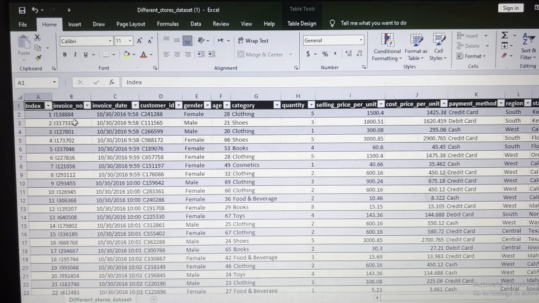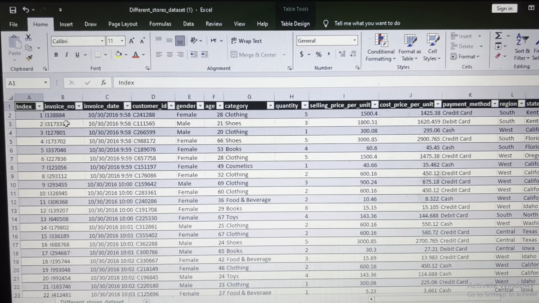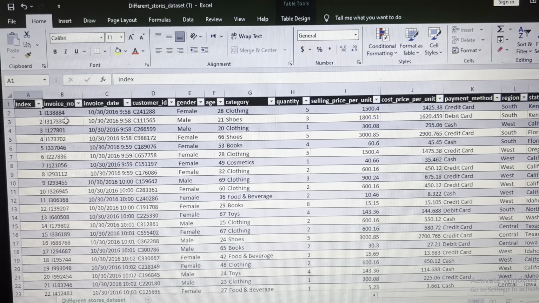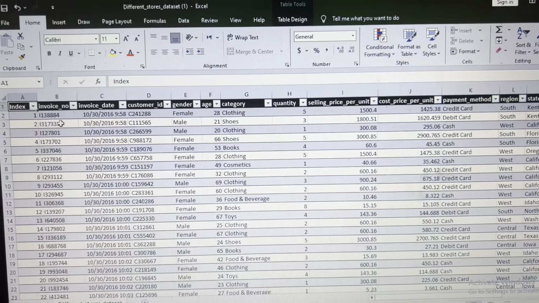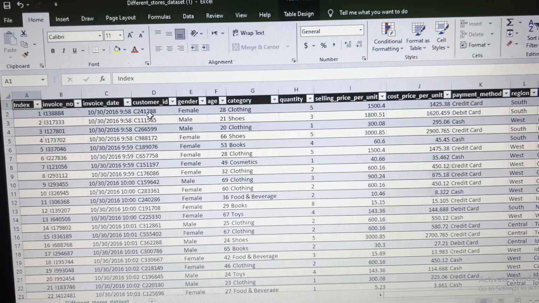I'll tell you. The index is a way of identifying each row uniquely. In this example, the index helps in identifying each transaction. So each row is a transaction.